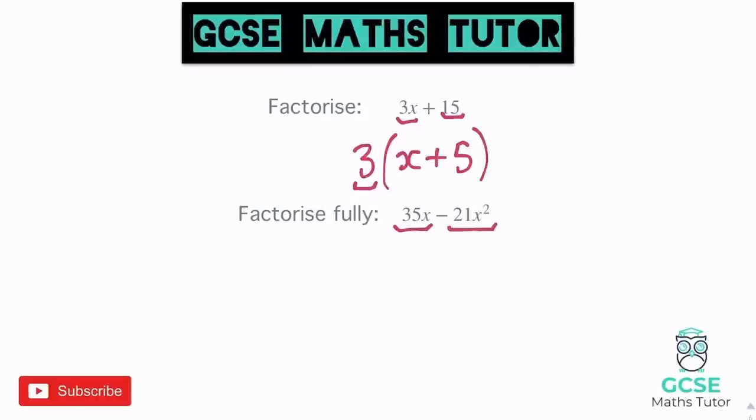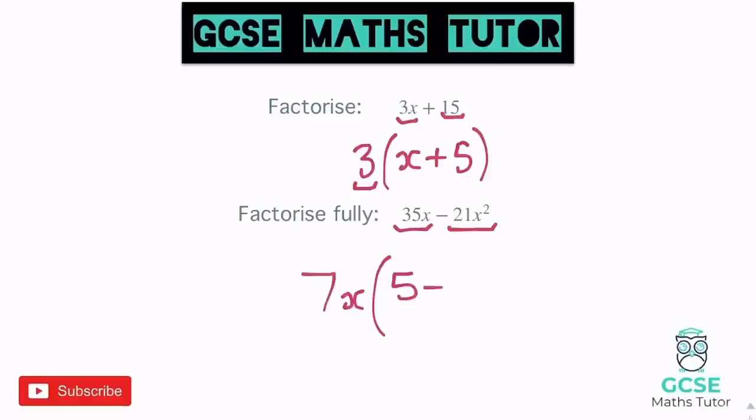Just need to think with 35 and 21, what's the biggest number that goes into both of those? That is 7. So the highest common factor of those two numbers is 7. They both also have an x in, so we can take x out as well and then follow the same process. So 35x divided by 7x, or what do we times 7x by to get 35x? We'll have to times 7x by 5, but we don't want to put an x in there because we don't want to make that go up to an x squared.